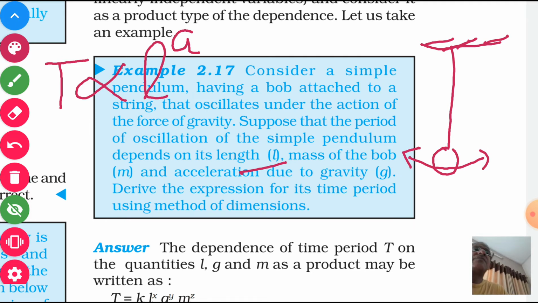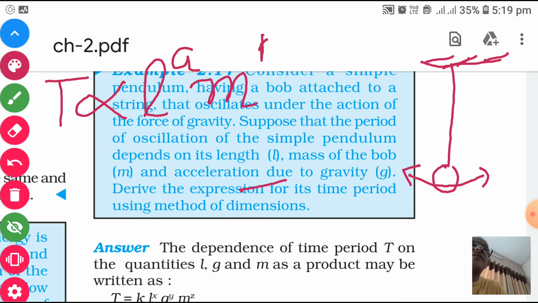Mass of the bob, it is also proportional to the mass of the bob, so m raised to b. Whether it is directly proportional or inversely proportional, we do not know, but we write m raised to b. And acceleration due to gravity is denoted by g, so we write g raised to c. Derive the expression for the time period. We want to find out the expression for the time period using dimensional analysis.